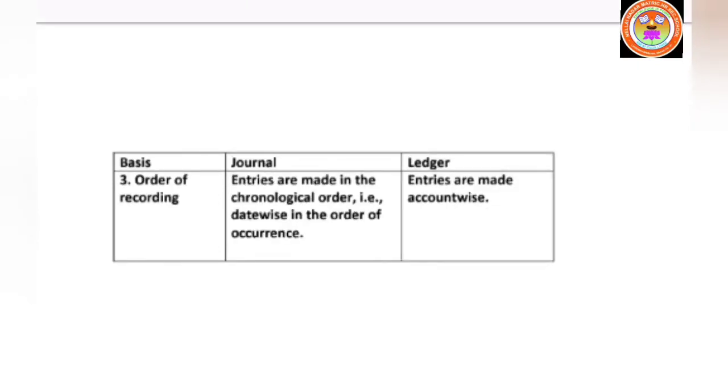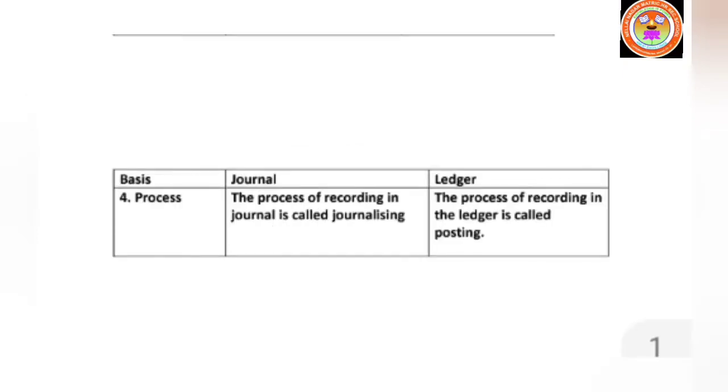Order of recording. In the journal, entries are made in chronological order, that is, date-wise in the order of occurrence. In the ledger, entries are made account-wise. Process: the process of recording in the journal is called journalizing. The process of recording in the ledger is called posting.